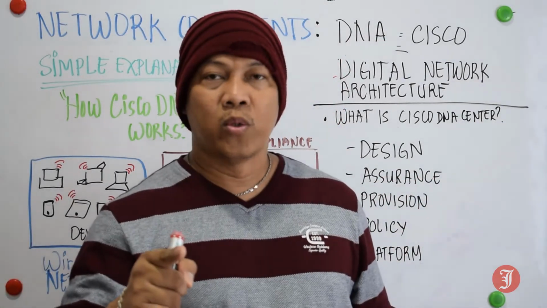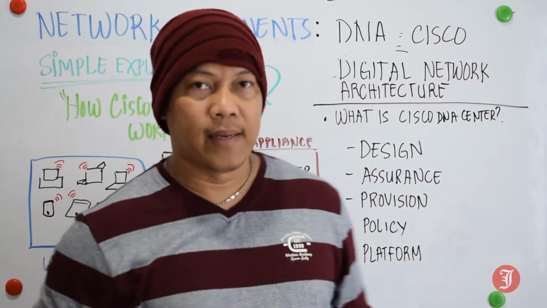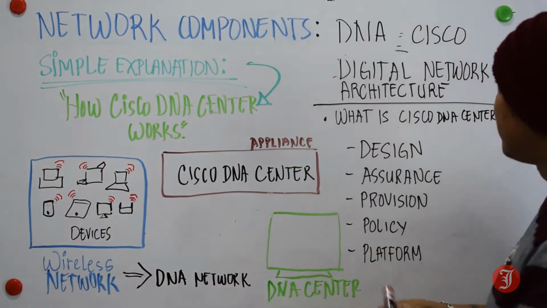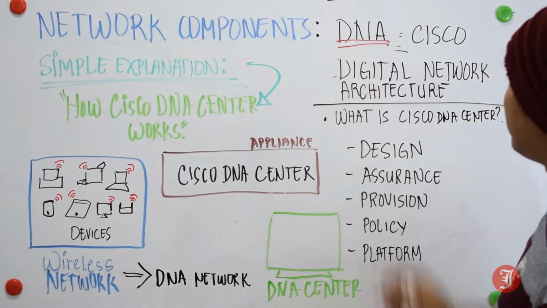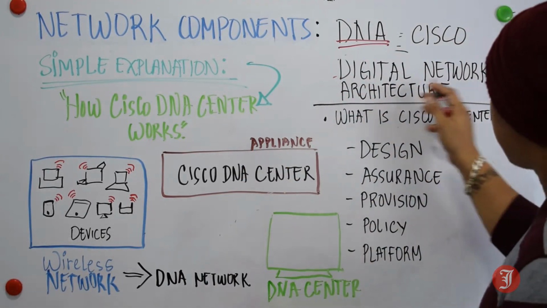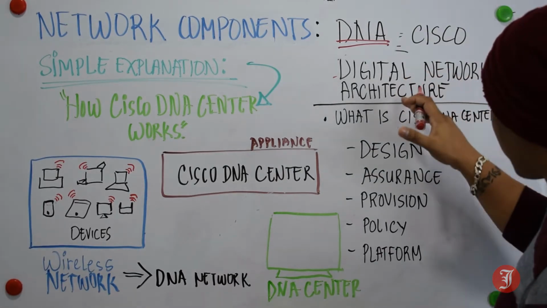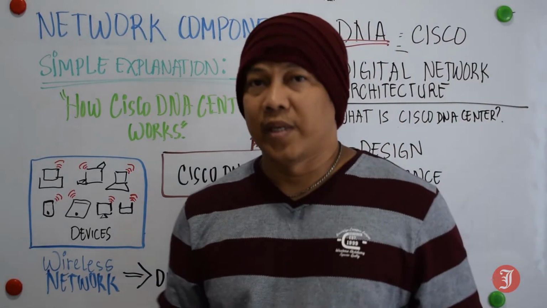Okay, sa video na ito pag-uusapan natin ang Cisco DNA. Tara, silipin natin. Ano ba ang ibig sabihin ng Cisco DNA? Ito yan. Ang ibig sabihin niya is Digital Network Architecture, Intent-Based Network for Enterprise Networks.